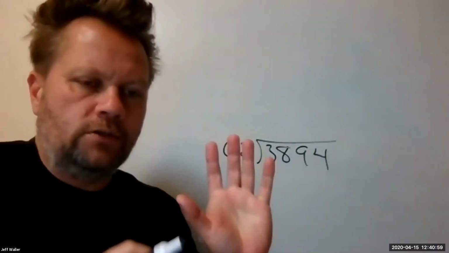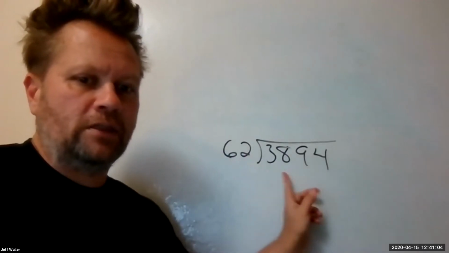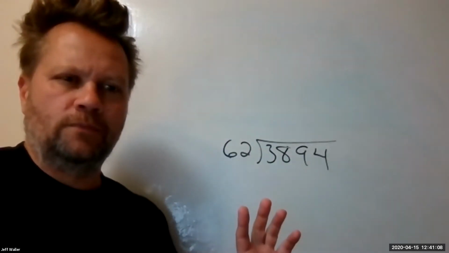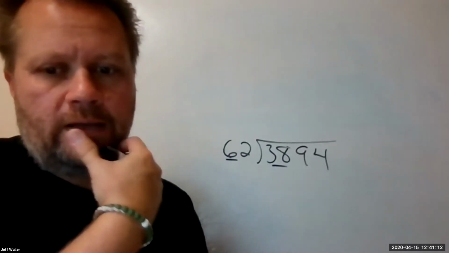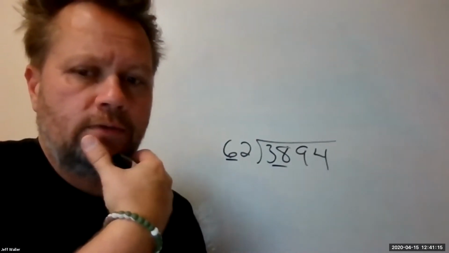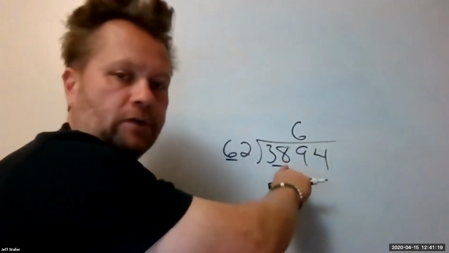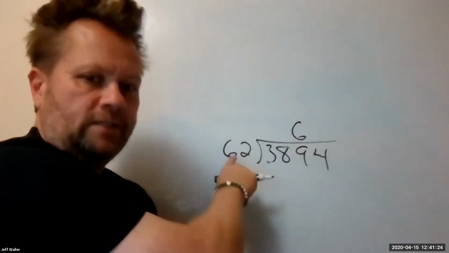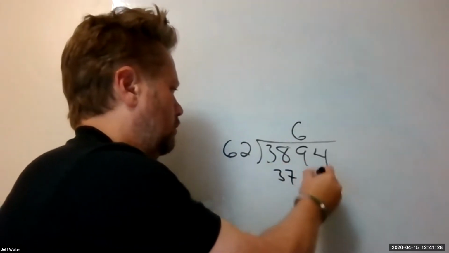6. Yeah, why? I really want you to notice that you don't look at 62 into 389. You think 6 into 38. You think of the first part into the first part, because that's a really good way to get a good guess. So you put a 6 down because 6 times 6 is 36. Now, do I just do 6 times 6? No, I do 6 times 62. 6 times 62 is 372.